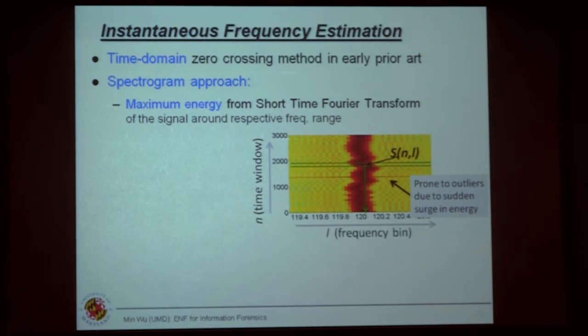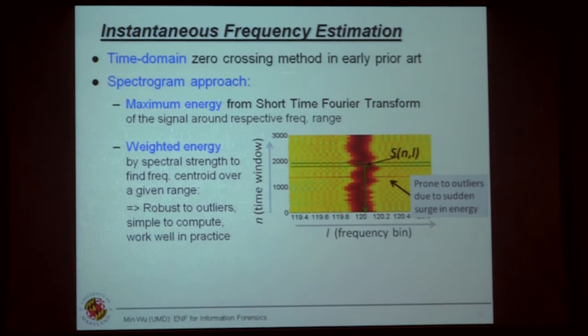That's a very simple approach, easy to implement, but it could be quite sensitive to outliers when we have a sudden surge in the energy. So a more reliable approach is we can take a weighted average along each of the slices to look at what is the frequency centroid over this targeted frequency range, and that's again robust to outliers. We could also zoom into different frequencies to look for the base frequency as well as harmonics, and we can also merge them, looking at the signal-to-noise ratios over different ranges to make a more reliable decision.